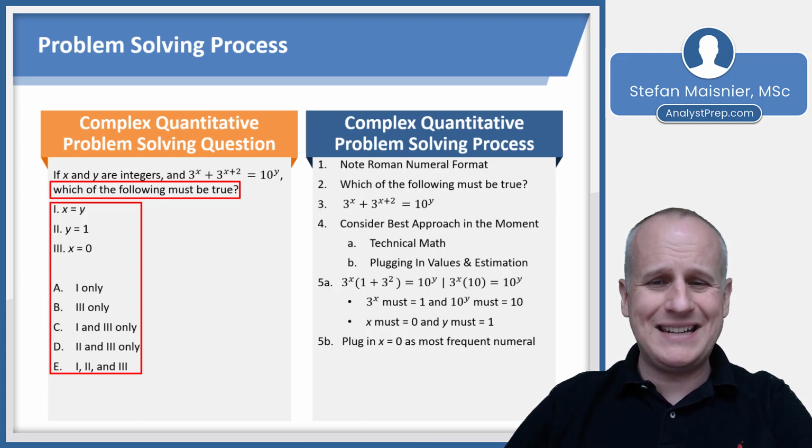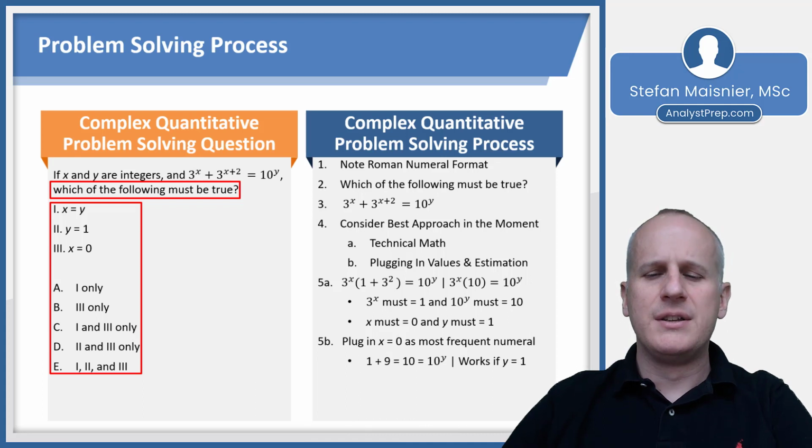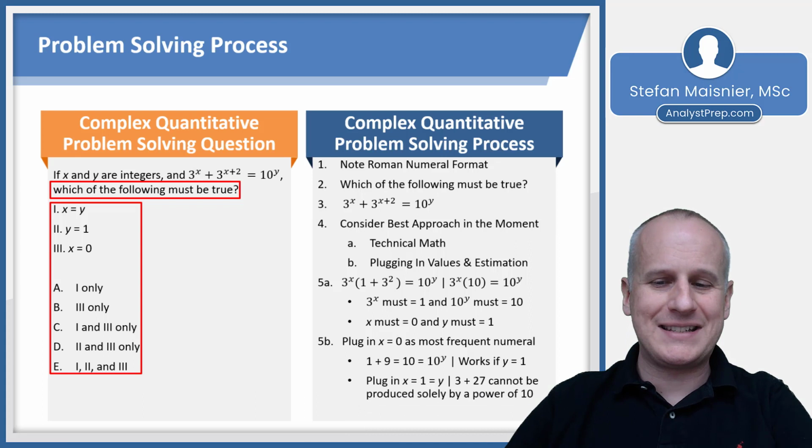But if you didn't see that technical approach, you could plug in X equals 0 as the most frequently occurring numeral, because we've got the 3 to the X and 3 to the X plus 2 in the original structure. So if you put 3 to the X as 0, that's going to be 1. And then 3 to the x plus 2 becomes 3 to the second power, or 9. And that equals 10. And 10 to the y works if y is equal to 1. But that's the only way.